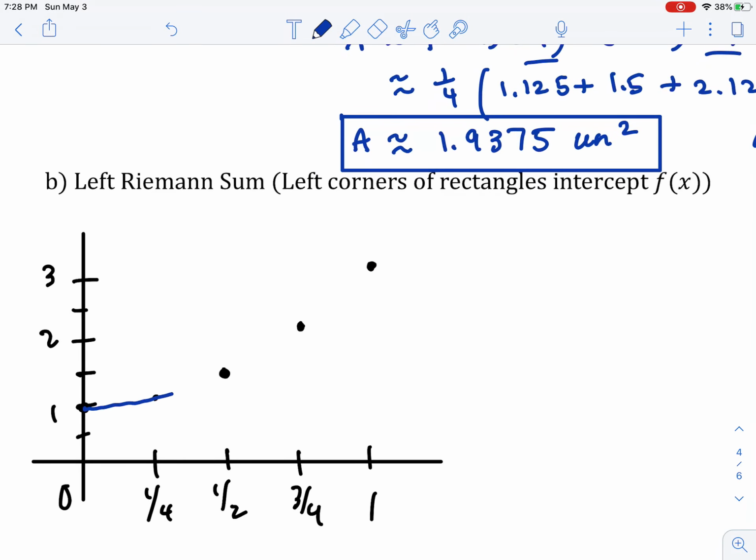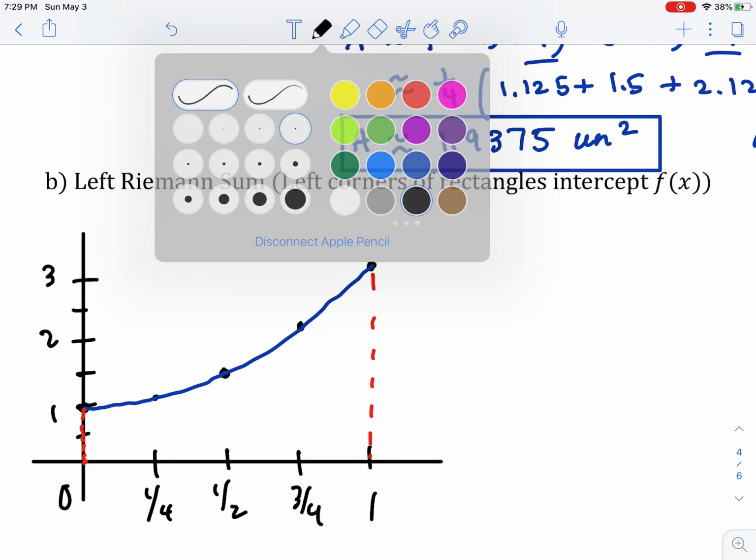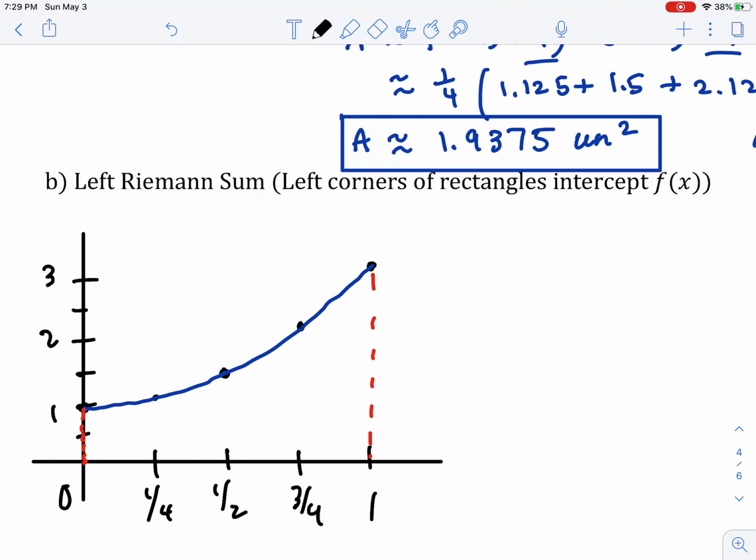I'm going to try that again. That'll work well enough. Okay. And we've got our boundaries. One boundary was at 1. The other boundary was at 0. And we're going to try to estimate this time using a left Riemann sum. So what would that look like?